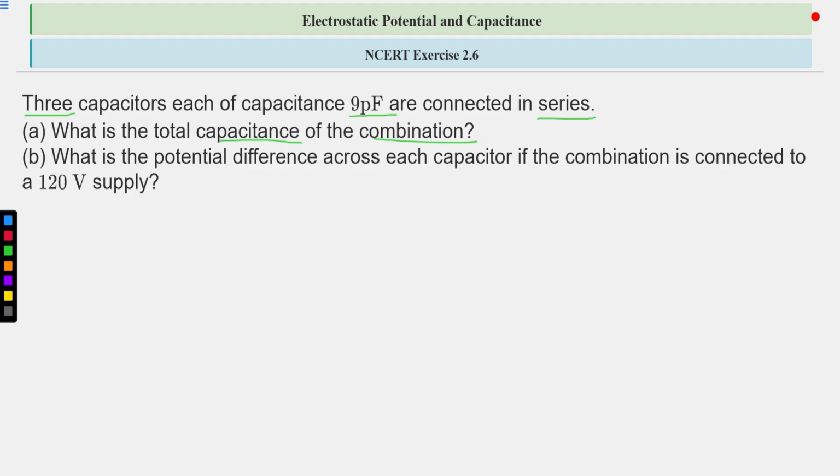Then after, what is the potential difference across each capacitor if the combination is connected to 120 volt? If the combination of 3 capacitors is connected across the 120 volt supply, then the potential difference across each capacitor should be found. So I will give you some time.